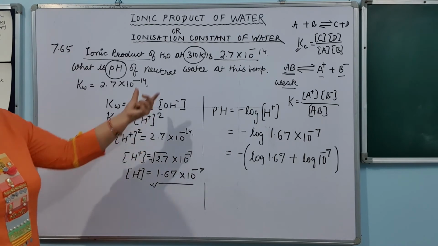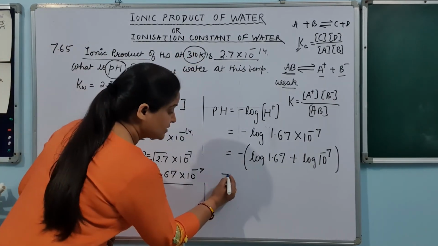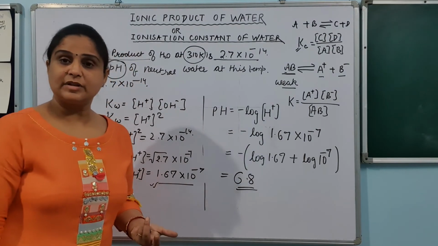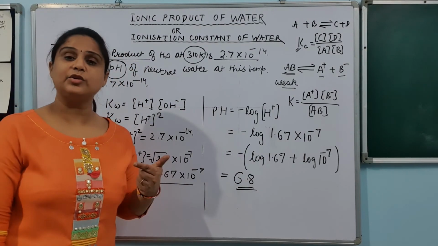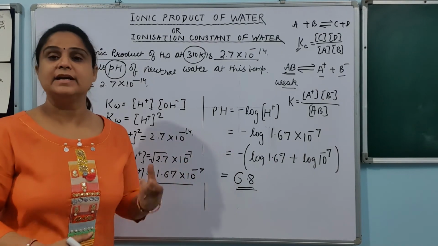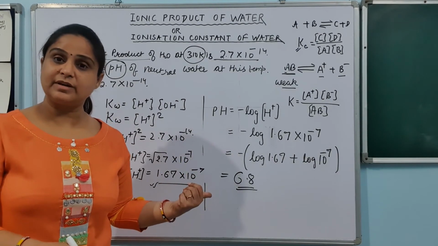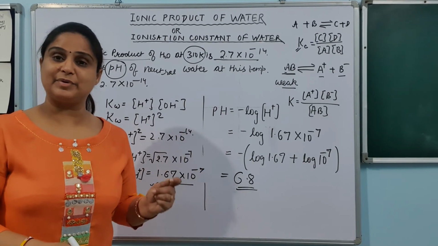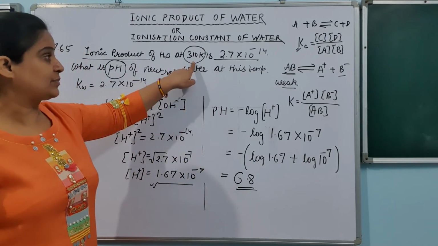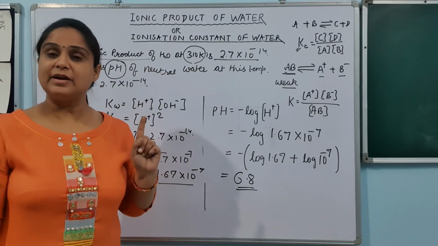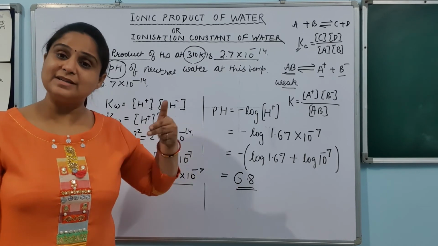The pH of this water at the higher temperature will come around 6.8 to 6.9. What does this mean? Does it mean that your solution, this neutral water, has become acidic? We are not talking about the pH at the temperature of 25 degrees. What is the temperature here? 310 Kelvin. So you have raised the temperature, and on raising the temperature, pH decreases.